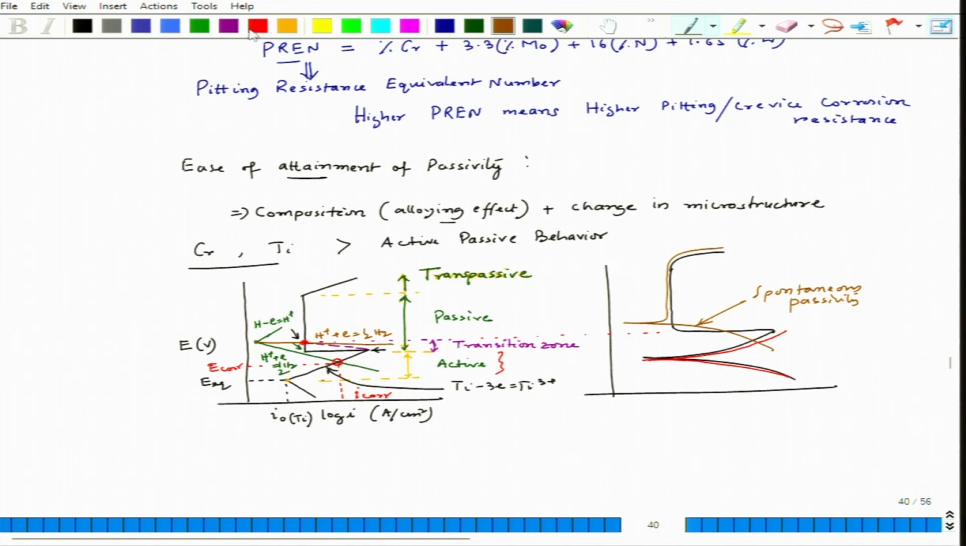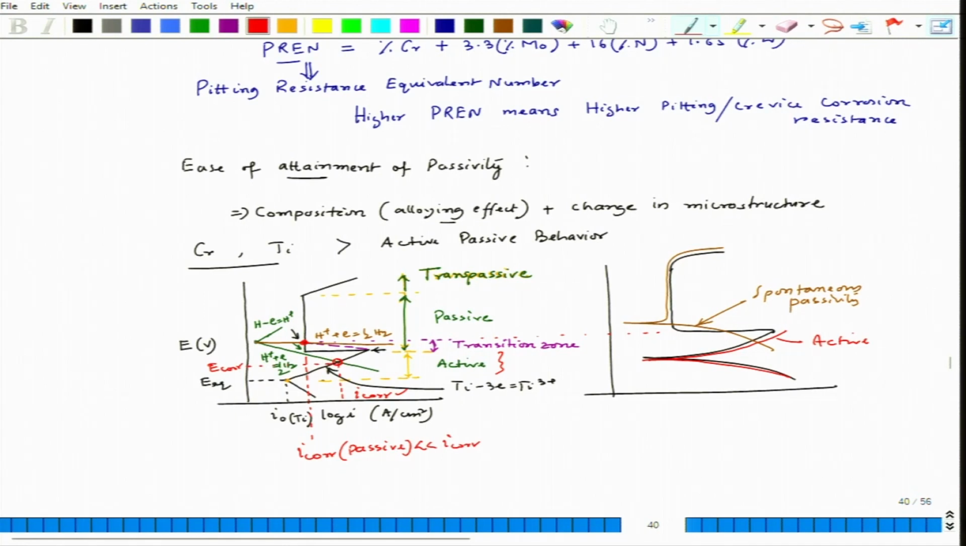and this is active. Now, if we convert this polarization behavior from active to active-passive and then to spontaneous passivity, then definitely my corrosion rate will be much lower than in the active zone. So here you could see that in this case my corrosion current density would be I corr, passive. This is much lower than I corr, which is this one. So then the corrosion rate would reduce drastically.